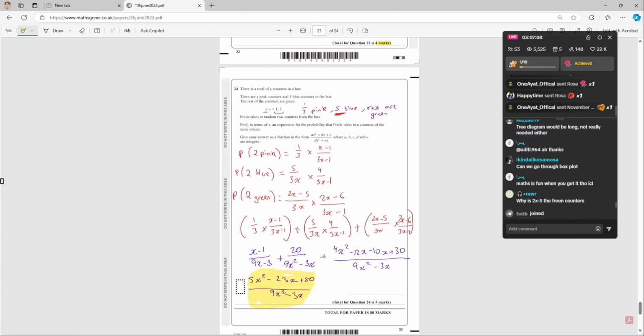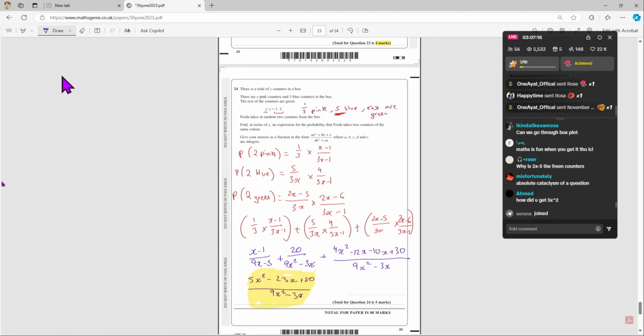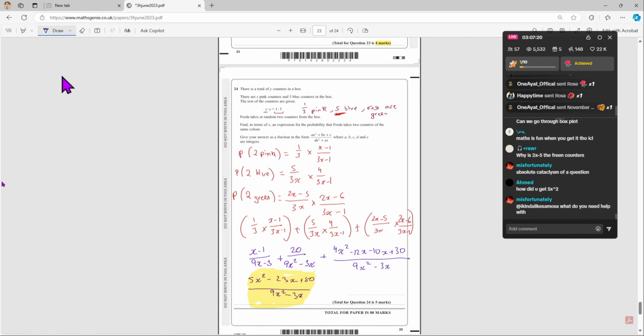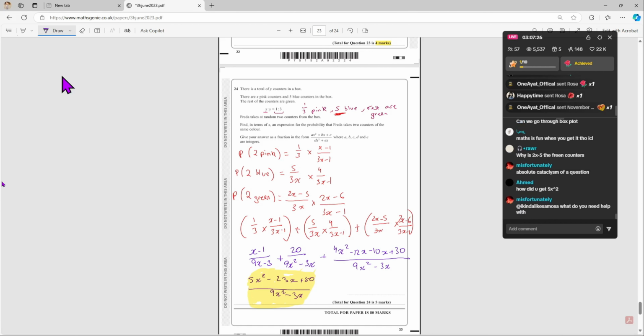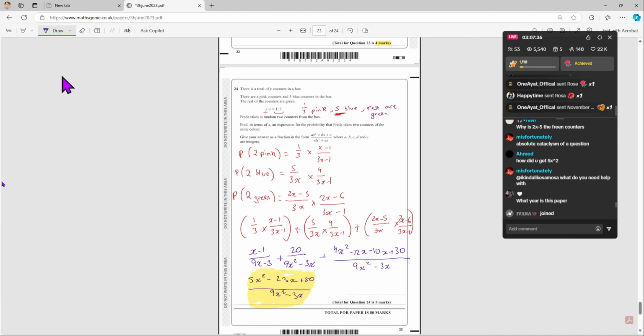Why is it 2x minus 5 green counters? It's going to be 2x because a third of the counters are pink, which means the rest is 2 over 3. And then it's 2x minus 5 because there are 5 blue counters. So that's going to be the final answer, guys. This is the 2020 through 2023 paper, I think.